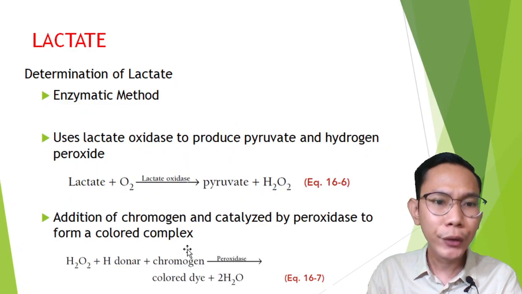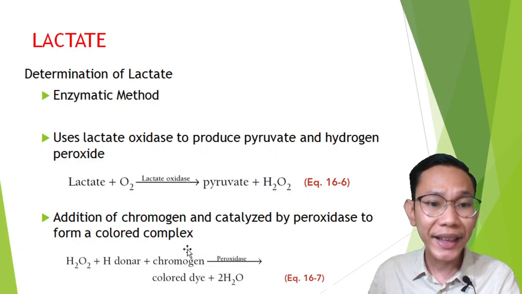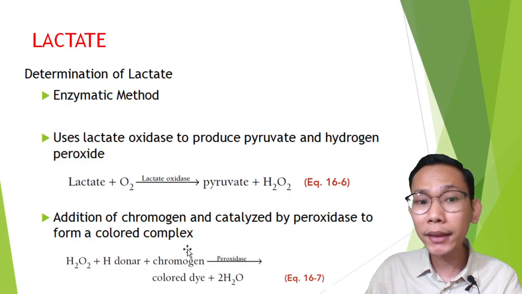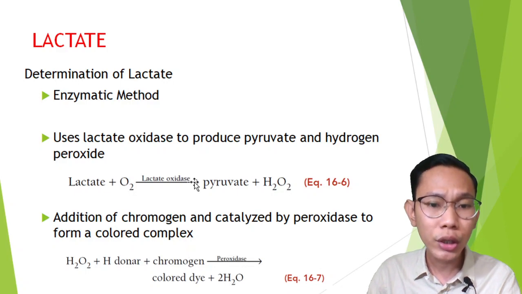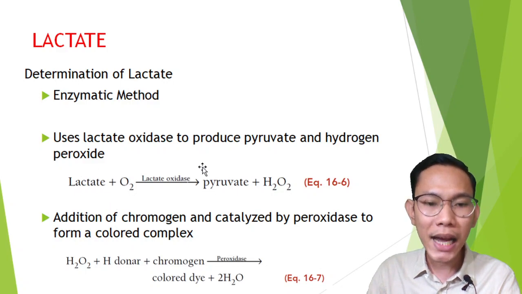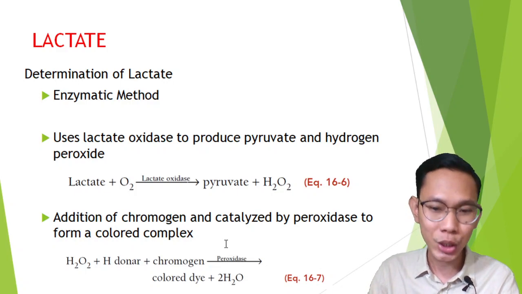So again, for determination of lactate, meron tayong tinatawag na enzymatic methods. Enzymatic method for our lactic determination, we use your lactic oxidase and your peroxidase. Ano nangyayari? Uses lactic oxidase to produce pyruvate and hydrogen peroxide. Tingnan nyo, your lactate, by the action of your lactic oxidase, nagpo-form tayo ng pyruvate and your hydrogen peroxide. Your hydrogen peroxide, with the addition of your chromogen, by the action of your peroxidase, it will form a colored complex, and this colored complex will now be detected by your machine.